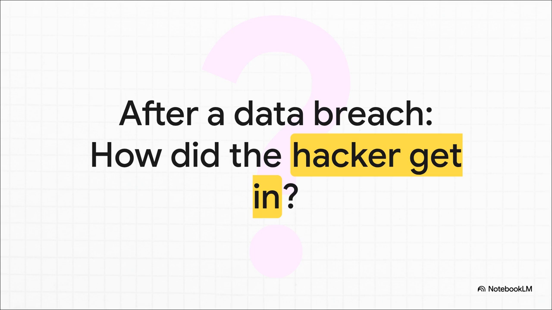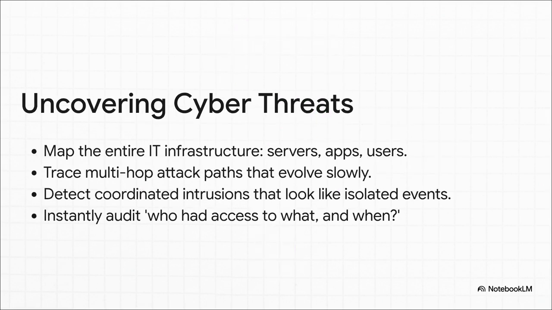From financial fraud to machine failure, we've kind of been hunting for invisible threats. So let's look at one last really critical area: cybersecurity. When a data breach happens, the number one question is always the same: how did the attackers get in? With a temporal graph, you can map out your entire IT infrastructure. This lets your security teams trace those really slow-moving, multi-step attacks that are specifically designed to look like a bunch of unrelated minor events. You can instantly audit who had access to what and when, turning what used to be a forensic nightmare into a simple query.